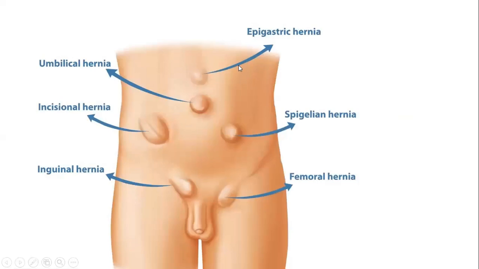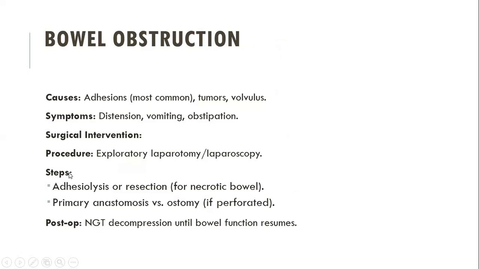So this is a picture you can appreciate from here. This is epigastric hernia, between xiphoid and umbilicus; this is umbilical hernia; incisional hernia on previous scars; Spigelian hernia; this is femoral hernia, and inguinal hernia.